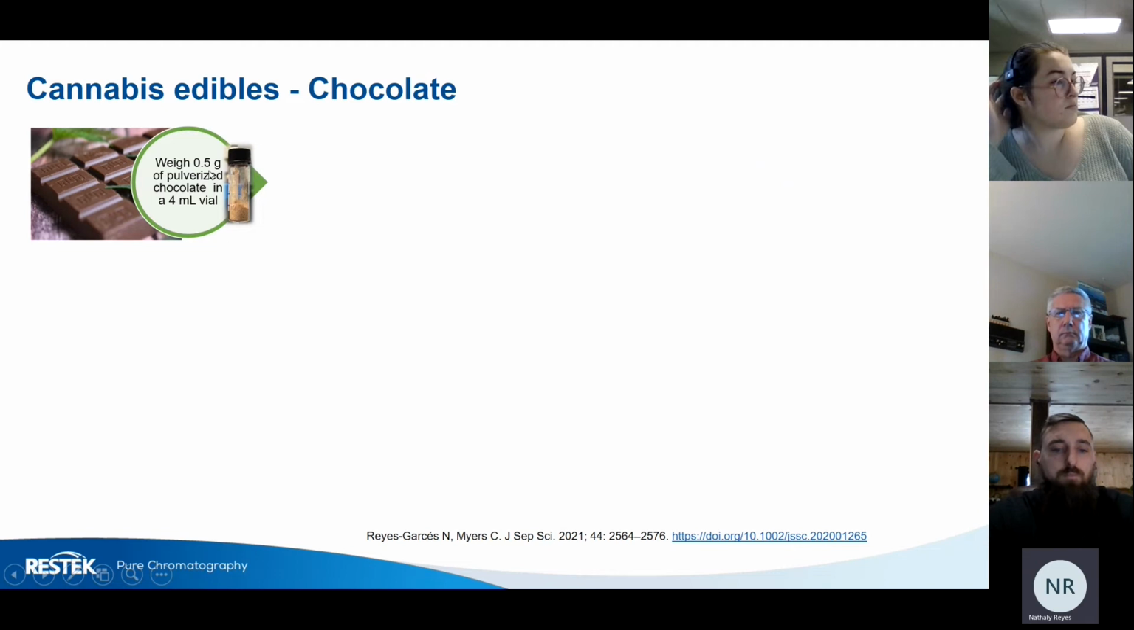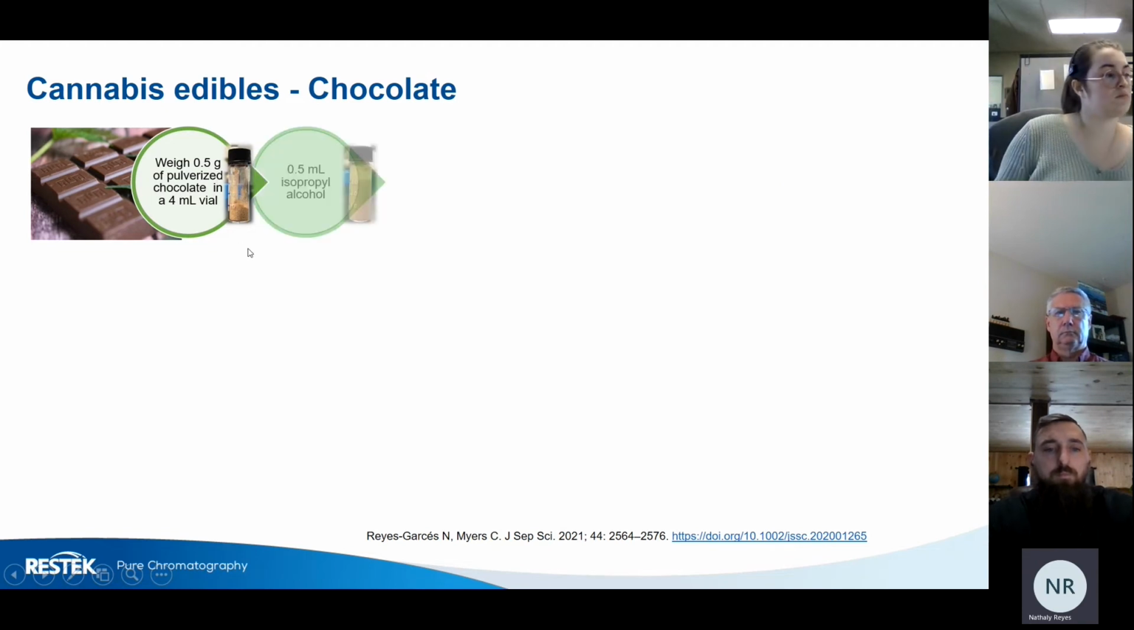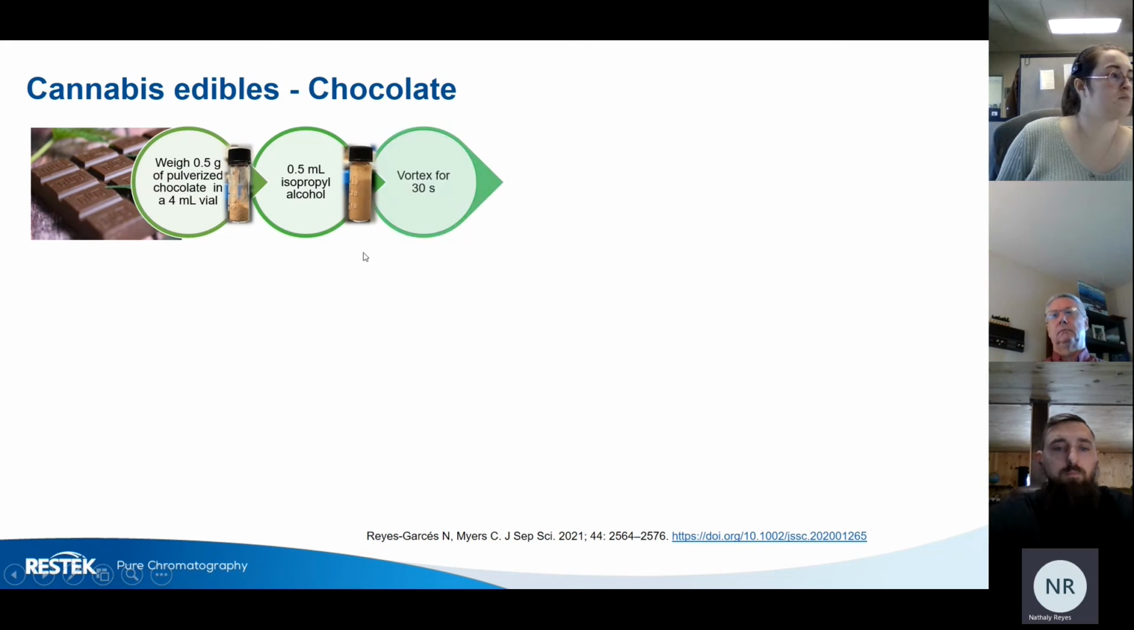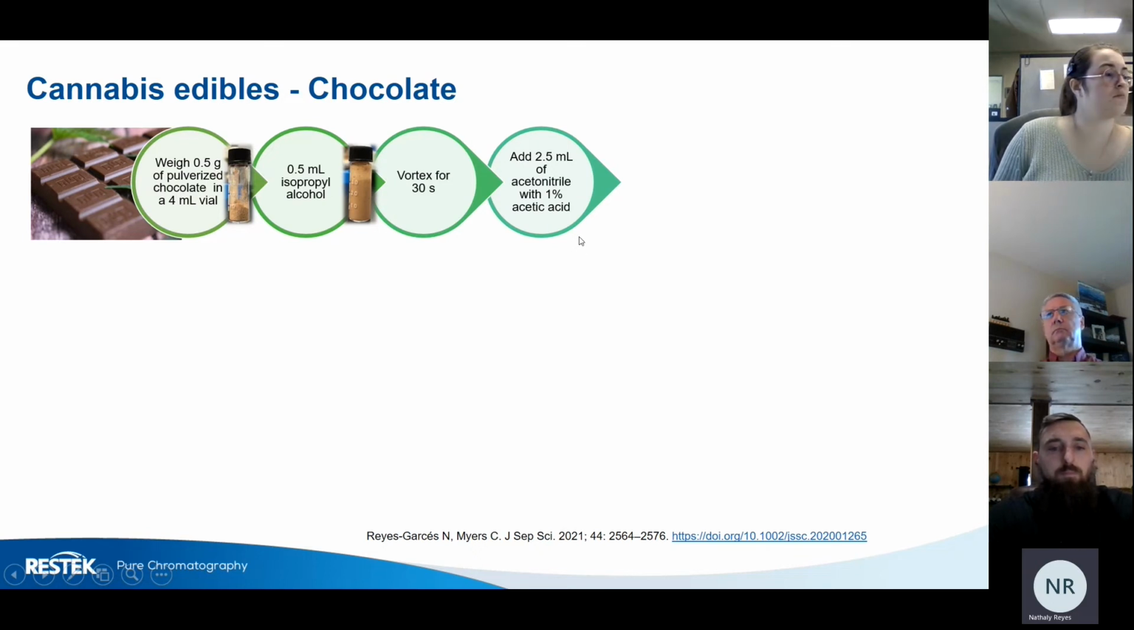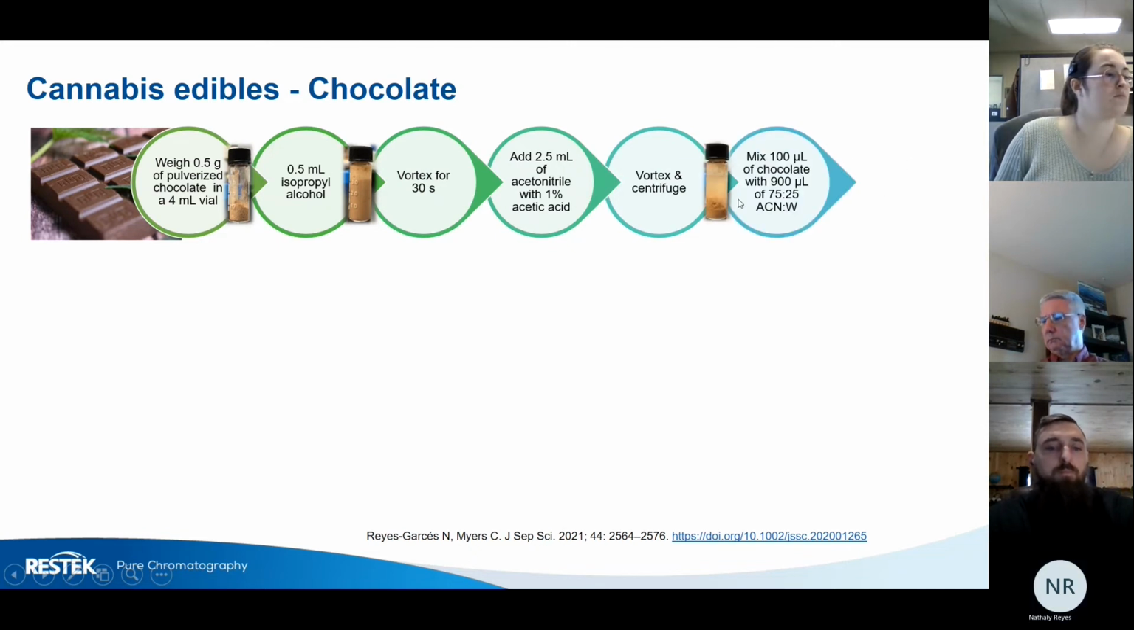It involves weighing 0.5 grams of sample in a 4 milliliter vial. Then we homogenize this with 0.5 milliliters of isopropyl alcohol. As we can see here, the sample is completely solubilized. This was dark chocolate. After vortexing for 30 seconds, we added 2.5 milliliters of acetonitrile acidified with 1% acetic acid. We vortex and centrifuge, and then here we are able to see that there are two layers. We have a supernatant, and the chocolate solids went to the bottom of the vial.